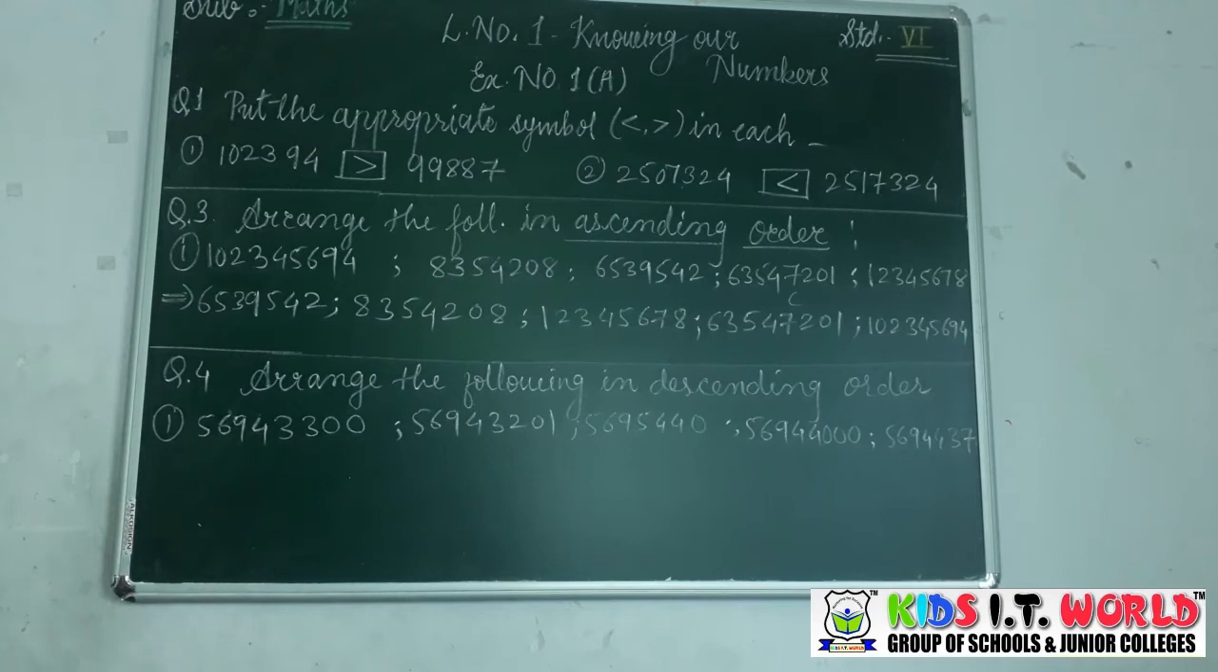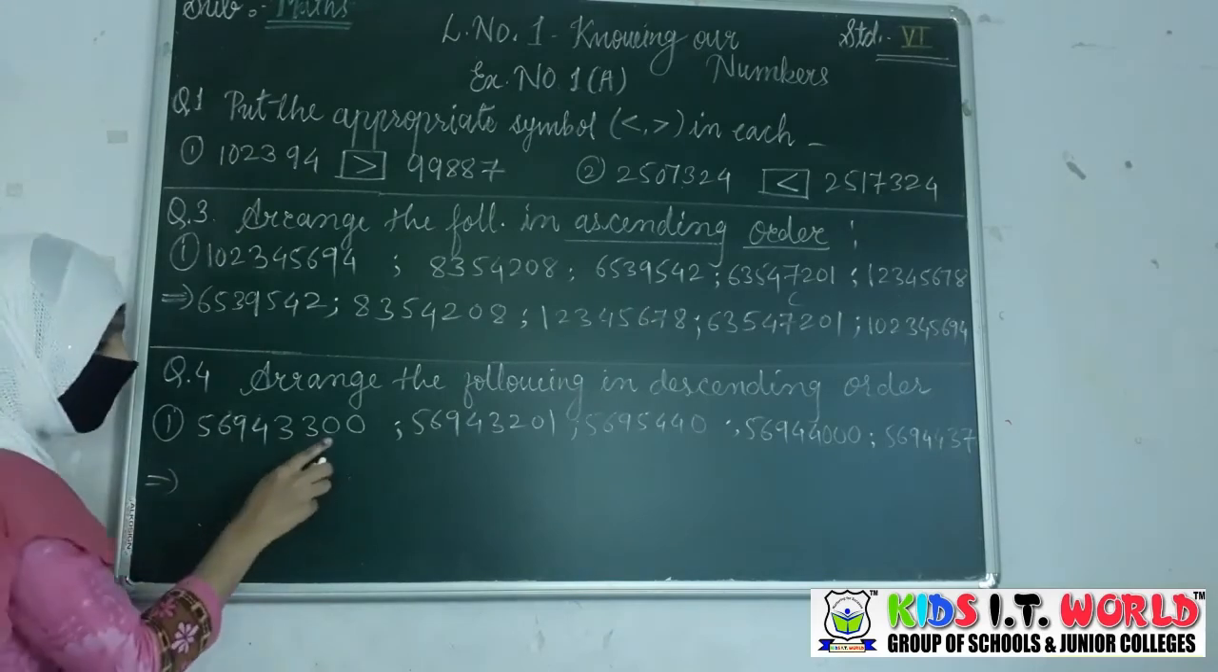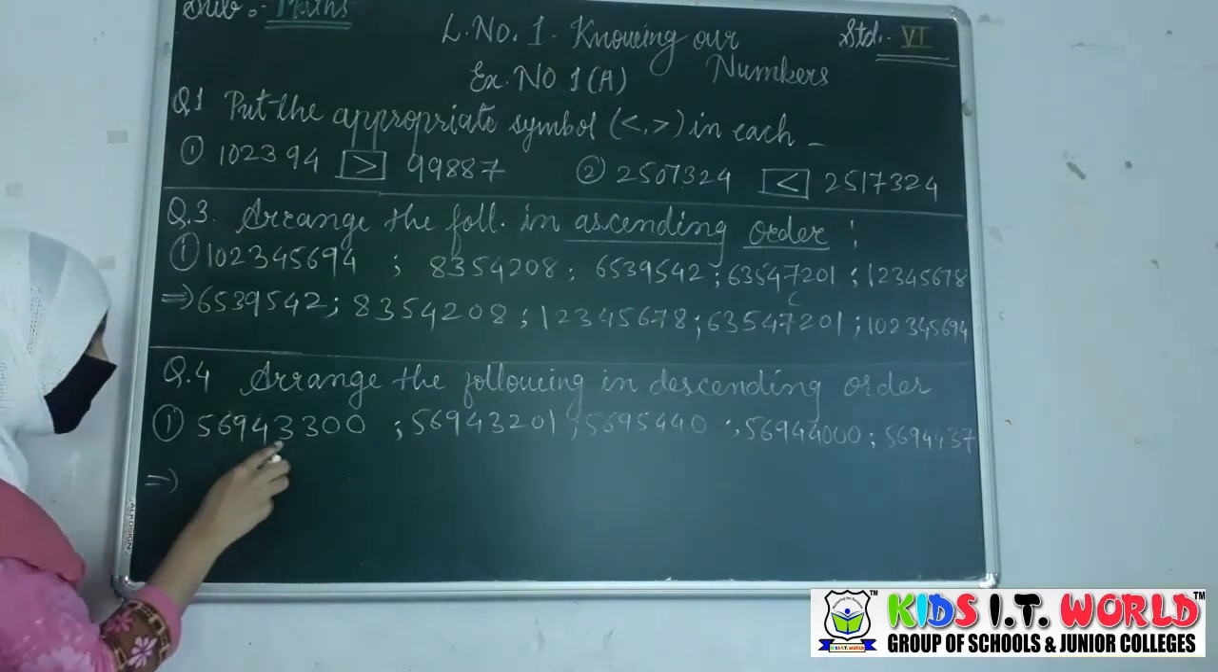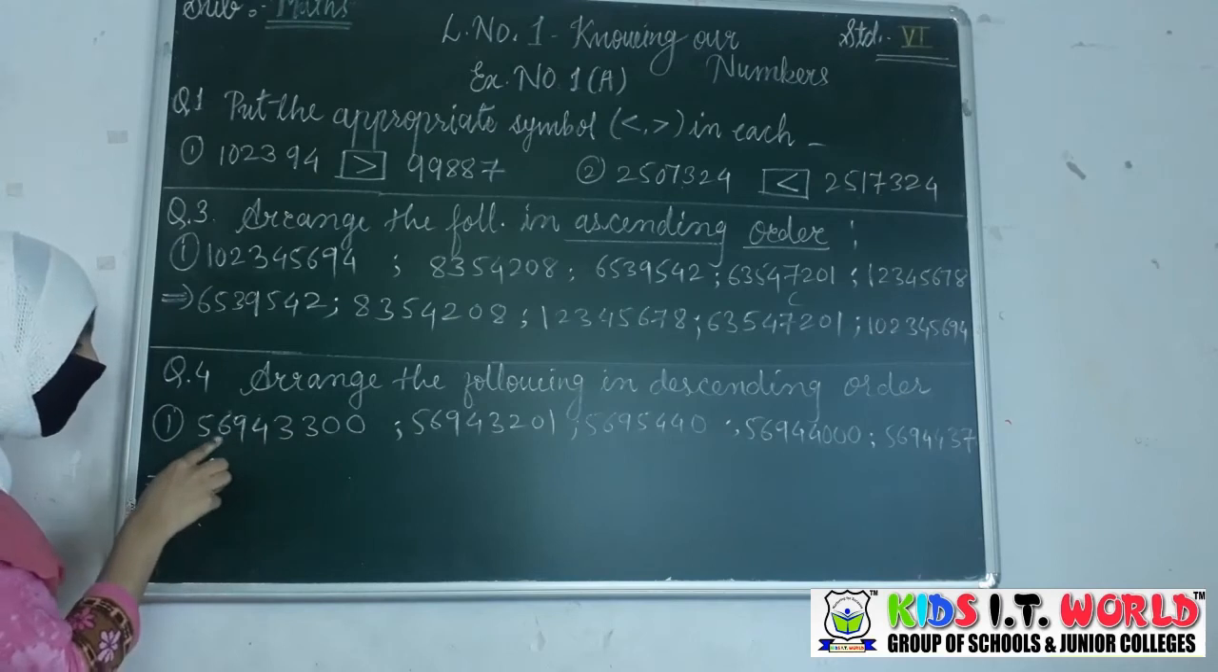Now the next question. Arrange the following numbers in descending order. So what is the meaning of descending order? It is opposite to ascending order. Means in ascending order we arranged the numbers from smallest number to the biggest number. Now in the next question you have to arrange numbers from the biggest number to the smallest number. So what will be the first thing you do in this question? First of all, read it according to the place value. So it's ones, tens, hundred, thousand, 10,000, lakh, 10 lakh, crore.